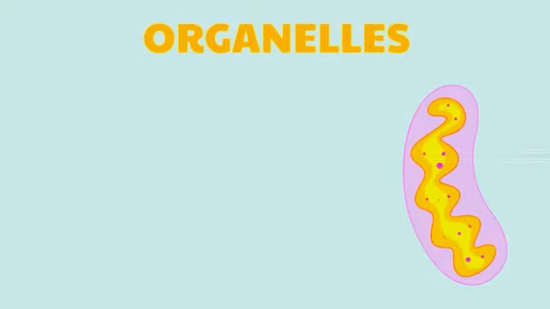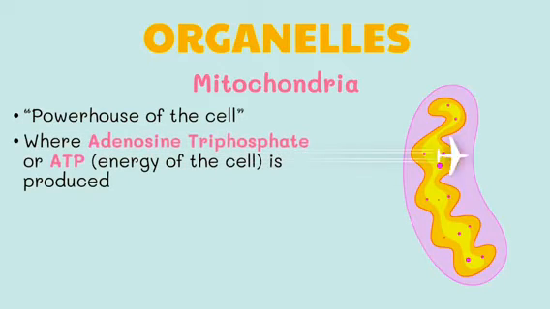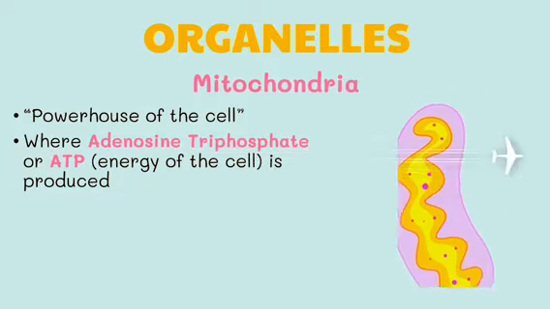The first organelle we're going to discuss is the mitochondrion, or mitochondria in plural form. It is one of the largest organelles within a cell. It is also known as the powerhouse of the cell, since it is where the energy of the cell, the adenosine triphosphate, or ATP for short, is produced.